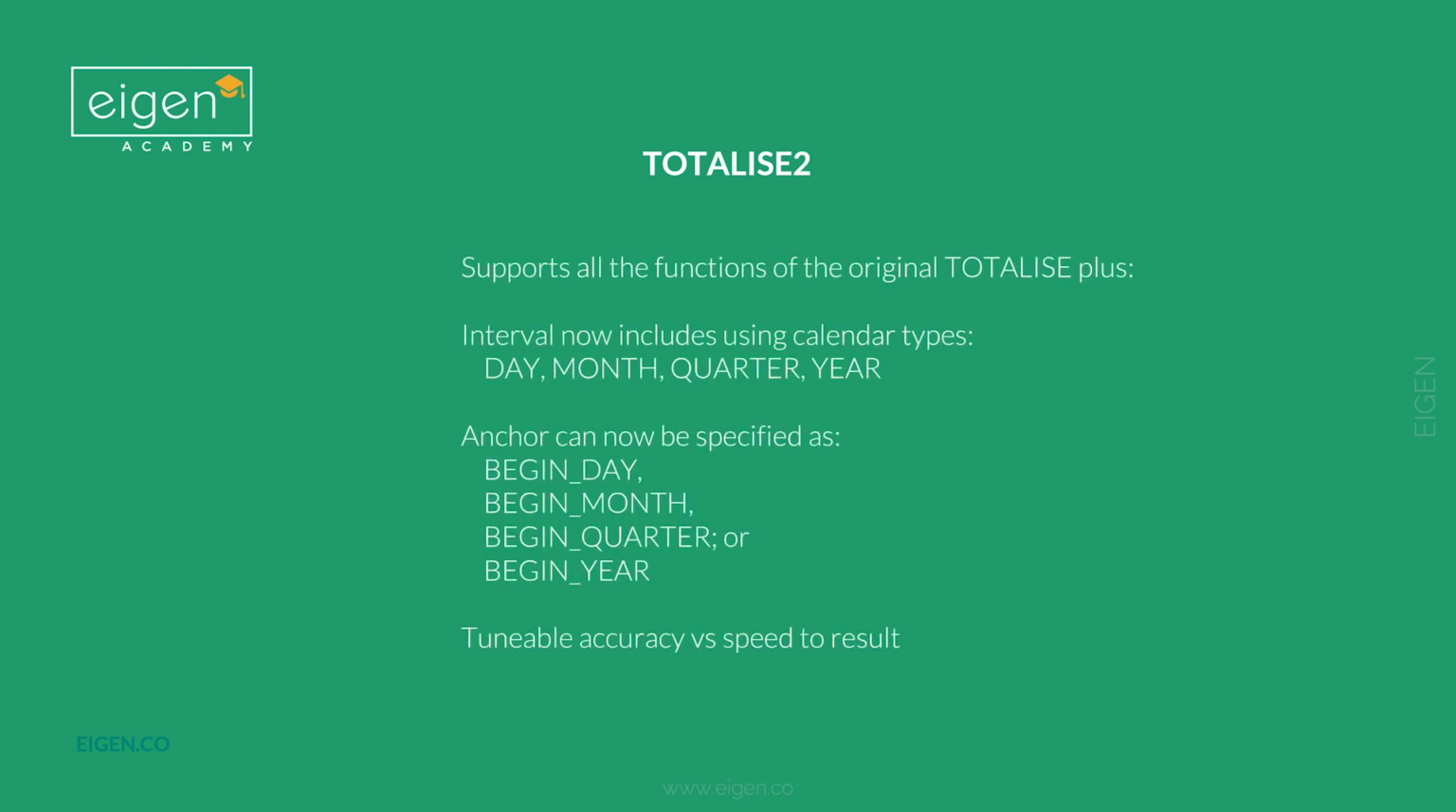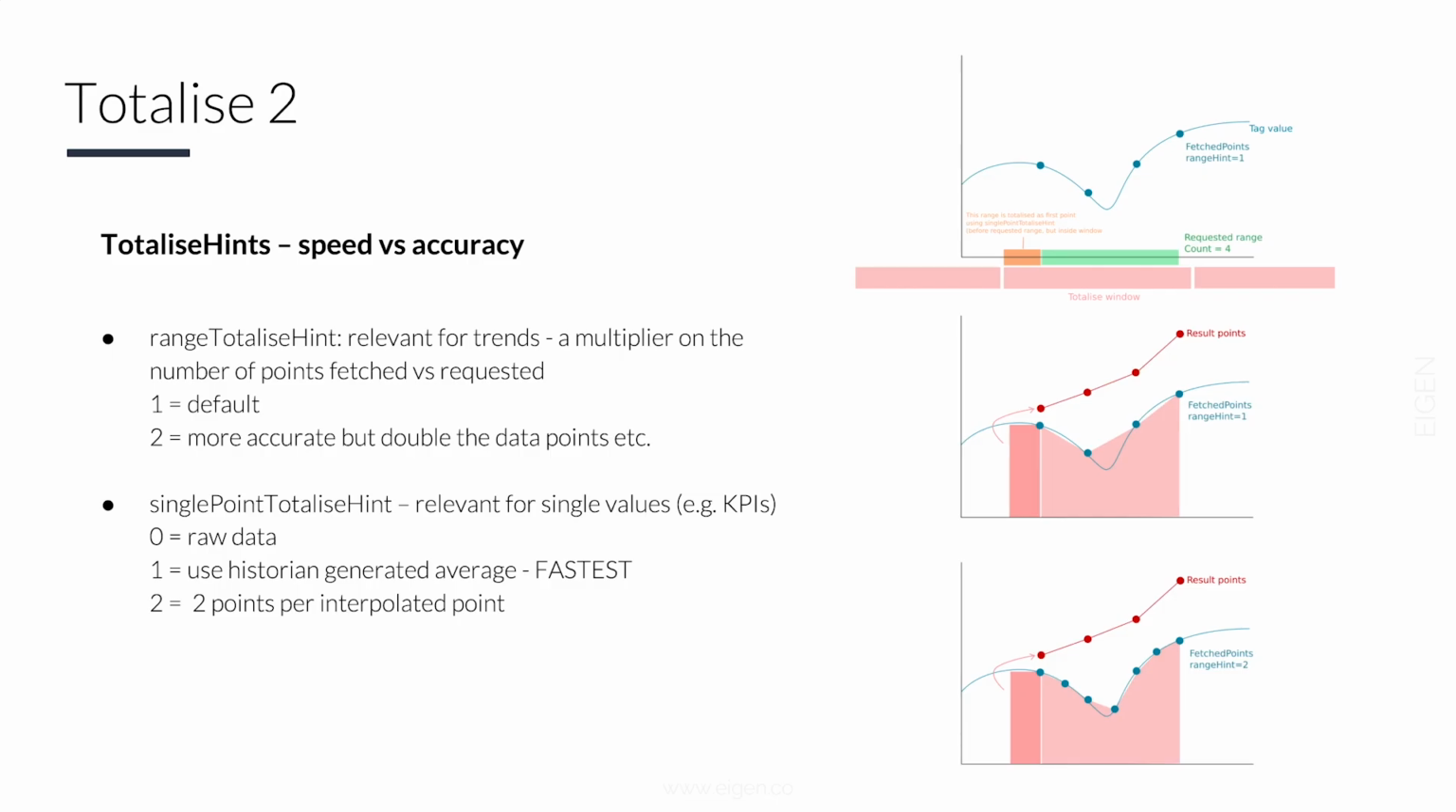Totalise 2 supports all the original Totalise functions, plus we can write day, month, quarter or year for our interval, and we can anchor the Totalise point to begin day, begin month, begin quarter or begin year, as well as specifying specific timestamps or date and timestamps. We also have this concept of a tunable accuracy versus speed to a result. So what does that mean? Totalise hints allow us to tune the level of accuracy we get and the speed to a result.